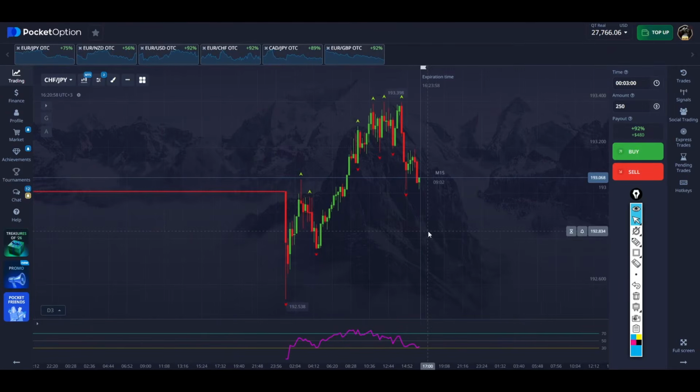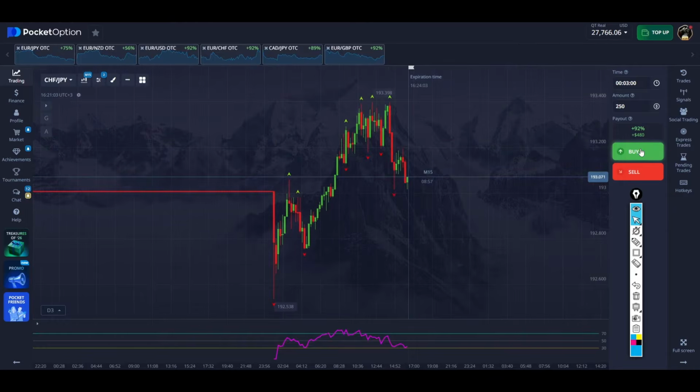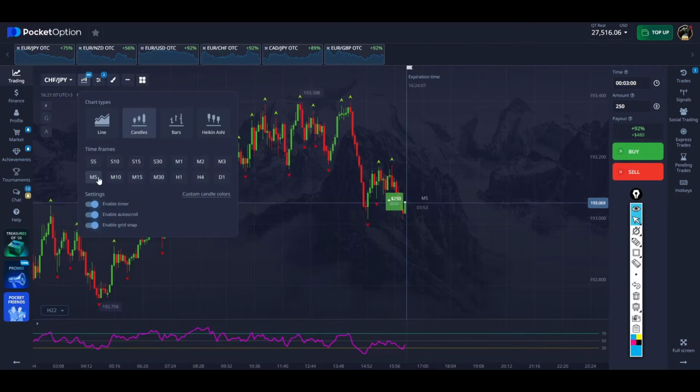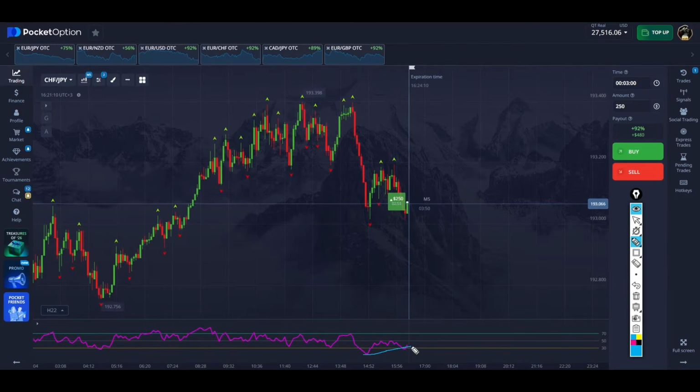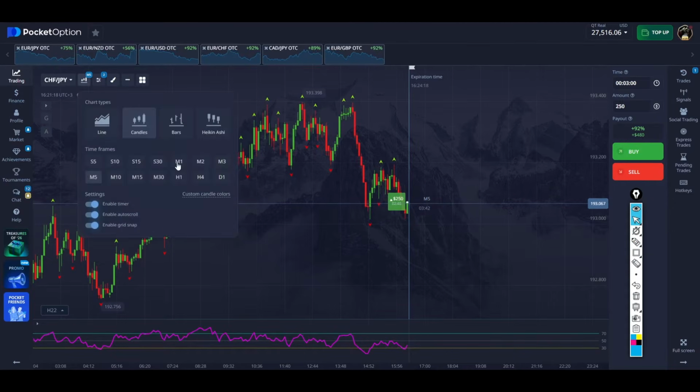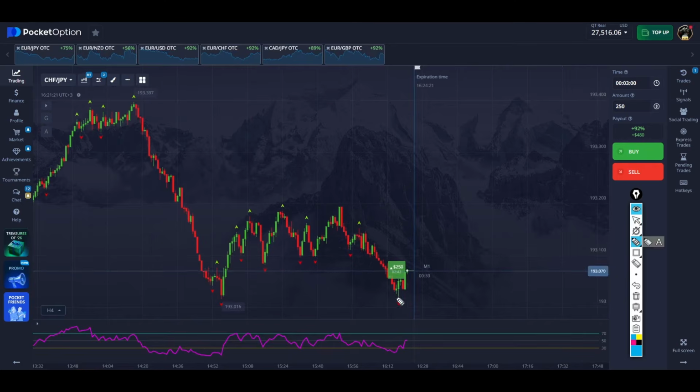Let's start with the Forex currency pair Swiss franc versus Japanese yen. What I like here is the fractal formed at the bottom, and we've also got a bit of divergence. So I'm entering a buy trade. It's slightly counter trend, so for me, the key is having enough expiration time. Let's see how this one closes. So far, everything looks good.